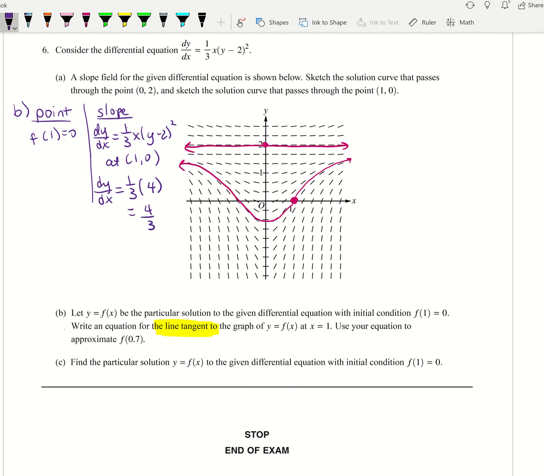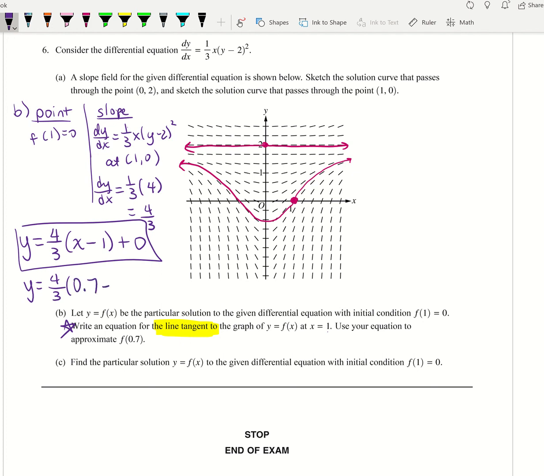So first it said write an equation for the tangent line at x equals 1, which is, we've got all the information we need. Now I'm just going to write the equation of the line. Y is equal to the slope times x minus the x value plus k. Writing that plus 0 is optional. It's up to you. There's your tangent line. Now use it to approximate f of 0.7. We do not get to use a calculator. So y is equal to 4/3 times 0.7 minus 1 plus 0, which you can write or not. You can leave it like that.